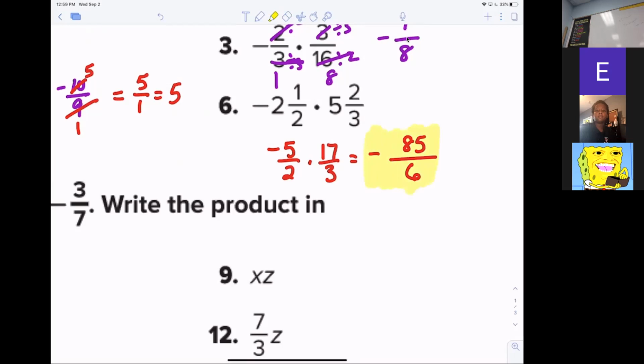Negative 85 over 6. Yes. Do you have to reduce the answer? I don't know what you mean. You can't do it on this one, but... You always reduce first, because if you reduce over here, you won't be able to reduce in your answer. Oh, okay. That's why it's important to reduce first. You don't have to reduce later. Okay?